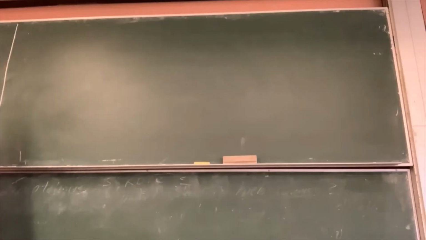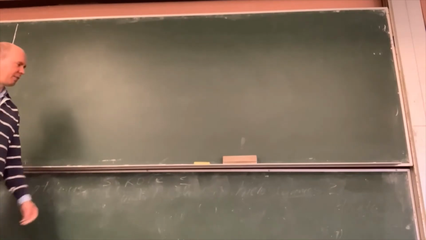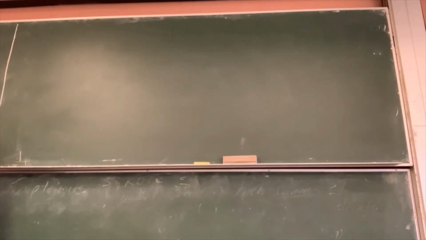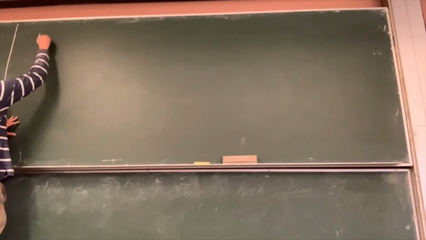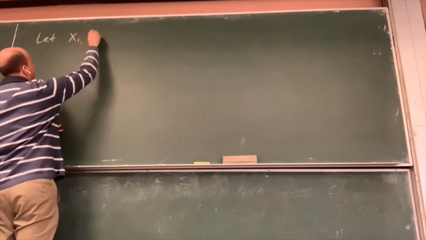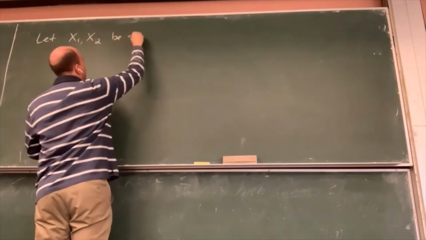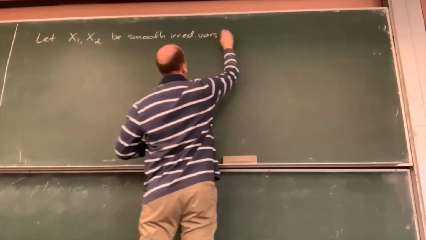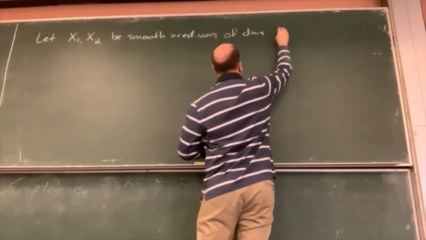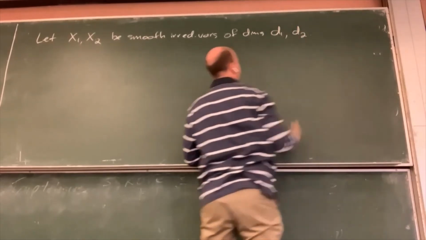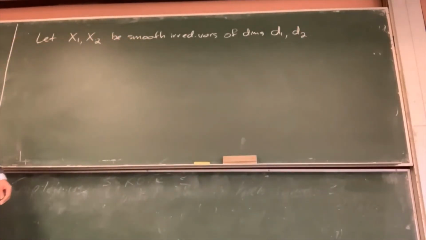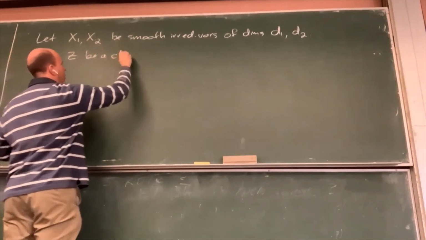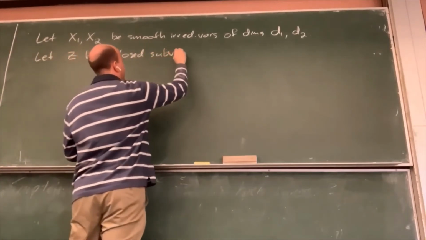Okay, so Kevin just complained that correspondences haven't actually appeared yet, so I better set up something for correspondences. So now let X1 and X2 be smooth varieties, smooth irreducible varieties of dimensions D1 and D2. And let Z be a closed subvariety of the product.